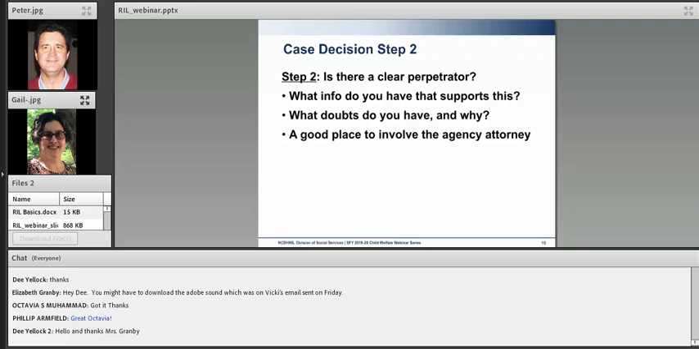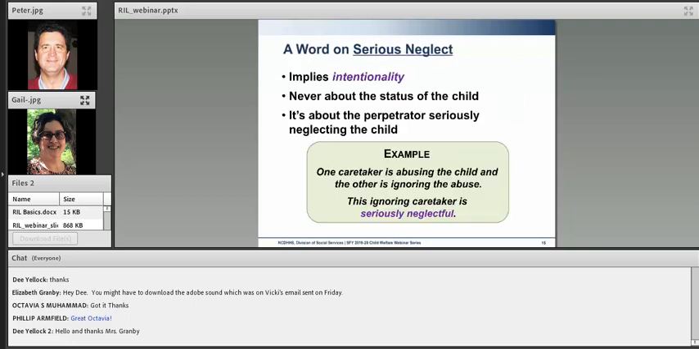And then, yeah, I have more to say about that, but I think it's the next slide. Yeah, I was going to go on that. You know, there is serious neglect, and so I'll turn that back over to Gail too.